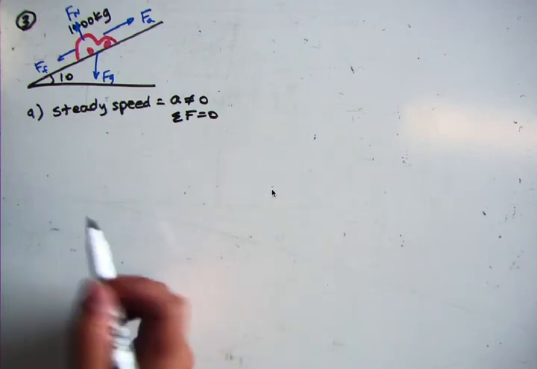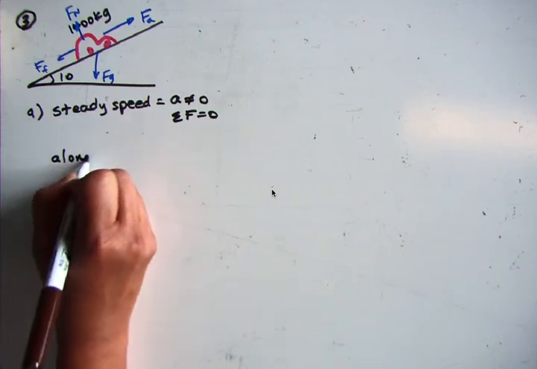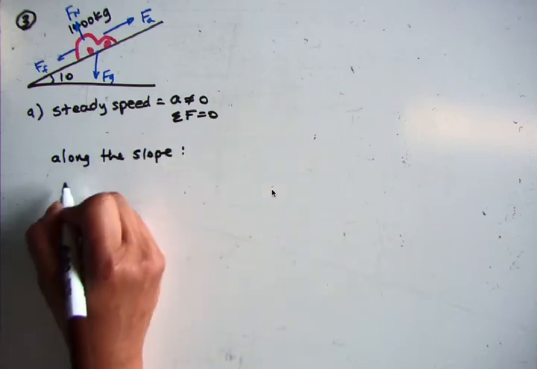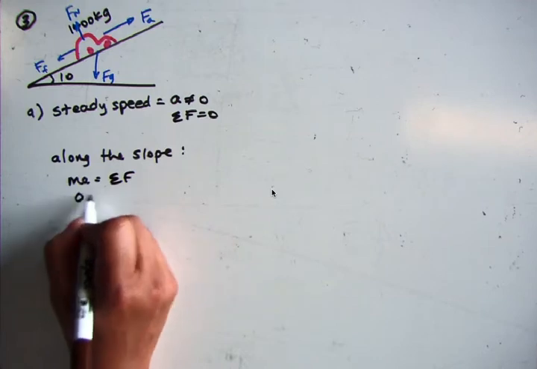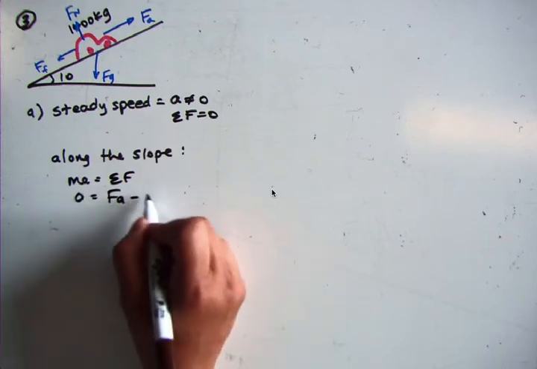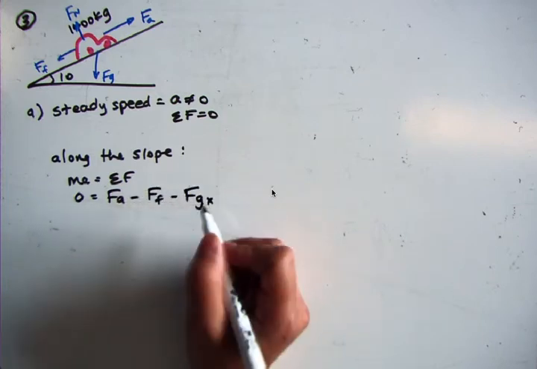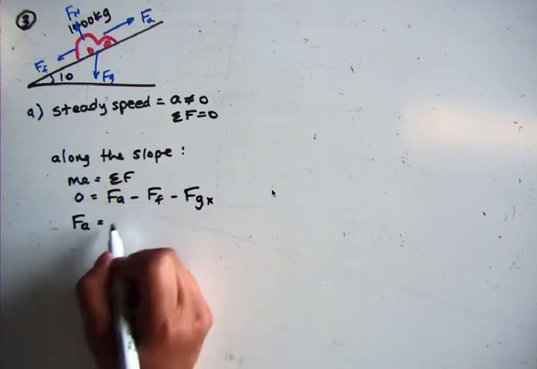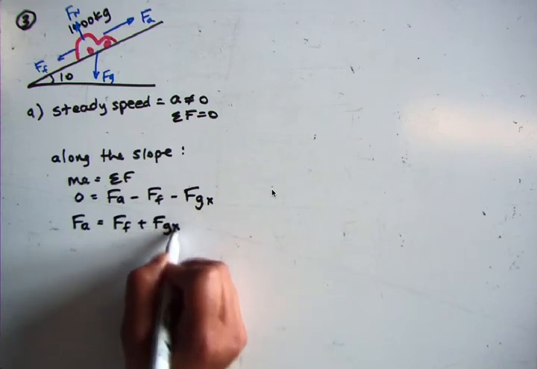It should be a little more straightforward to you, but looking along the slope, we can see that ma equals the sum of the forces. So 0 equals, now the sum of the forces is going to be FA minus the force of friction minus the x component of gravity. And so the applied force that's going to have to be put on this car is just going to be the force of friction plus the x component of gravity.